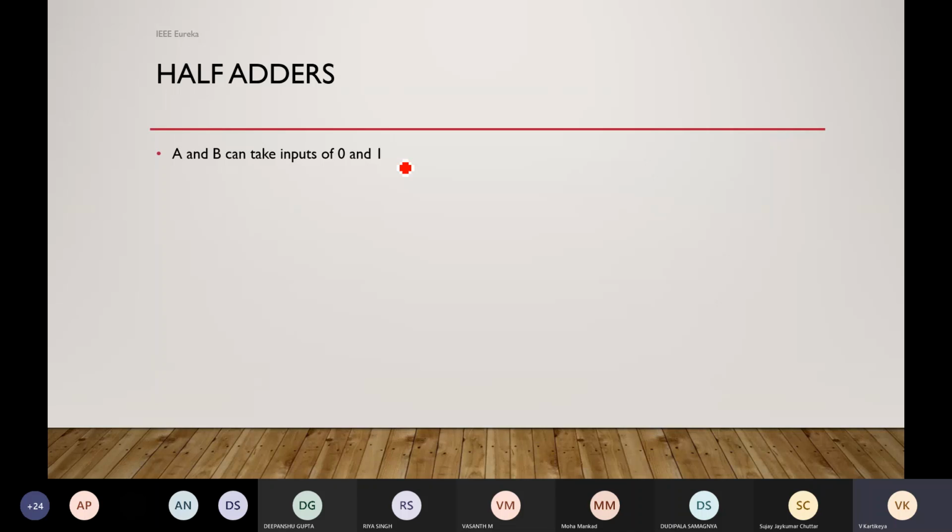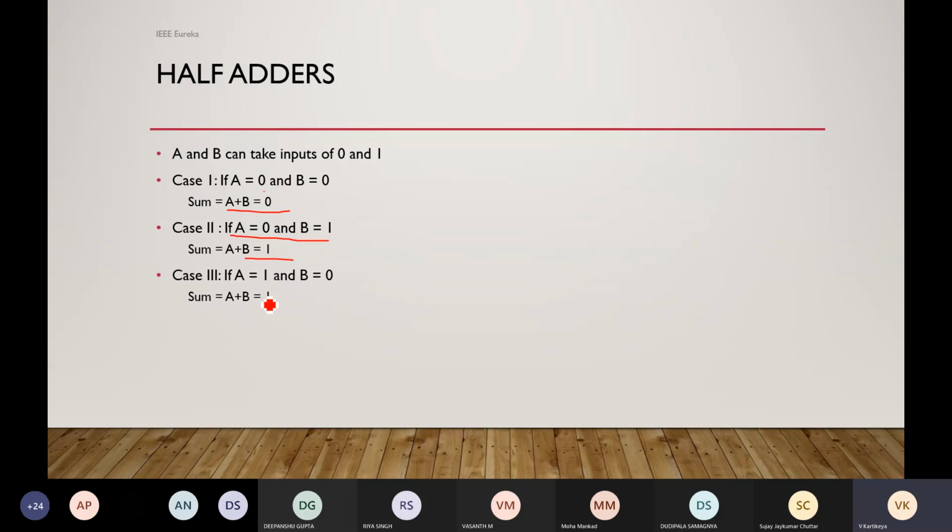So A and B can take inputs of 0 and 1. First case, A and B are 0 and 0. Sum is 0. Second case, A and B are 0 and 1. The sum is 1. Third case, 1 and 0, commutative law, it doesn't really change for addition. So the problem comes here.